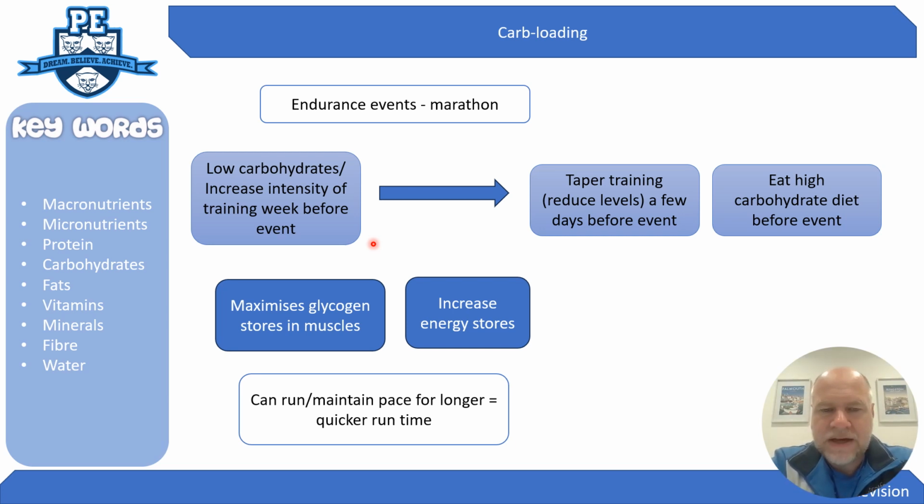And what that does is it maximizes the glycogen stores. The stores of carbohydrate in your muscles are called glycogen. You're maximizing those stores, and it gives you that little bit more energy, increases your energy stores ready to do the event. And if we remember going back to the application, therefore we can run for longer, we can maintain our pace for a longer period of time, which will essentially help us run quicker, cycle quicker, swim quicker and further, and therefore win the event.